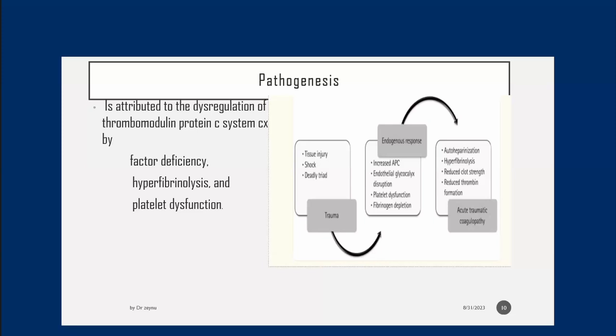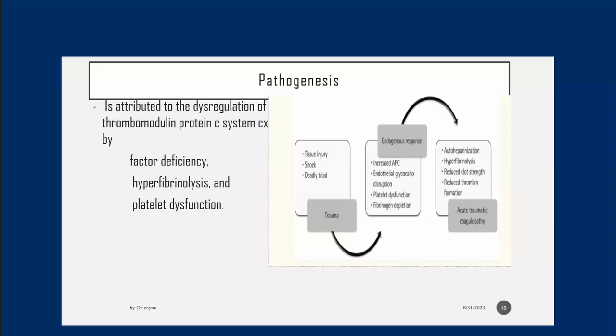Whenever we have sustained trauma, the patient may develop shock, the deadly triad, and tissue injury. This leads to an endogenous response: an increase in activated protein C and endothelial glycocalyx disruption, which leads to the release of heparin-like molecules, so autoheparinization occurs, along with platelet dysfunction. One factor is hemodilution, another is DIC, and fibrinogen is also depleted. Those are the things that happen in the endogenous response to trauma.